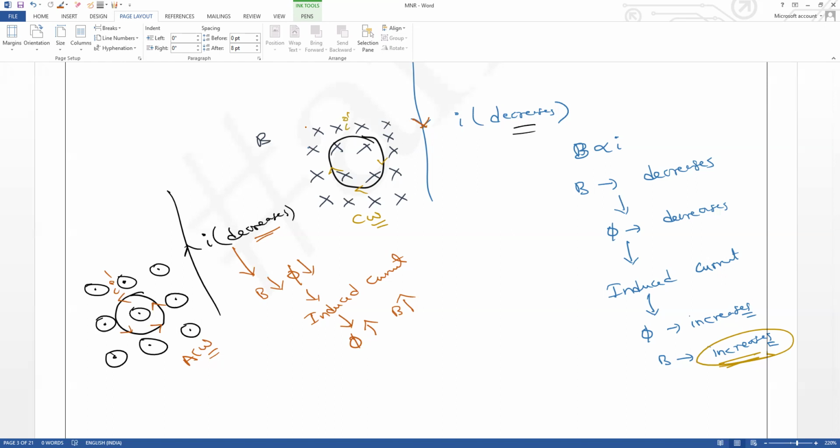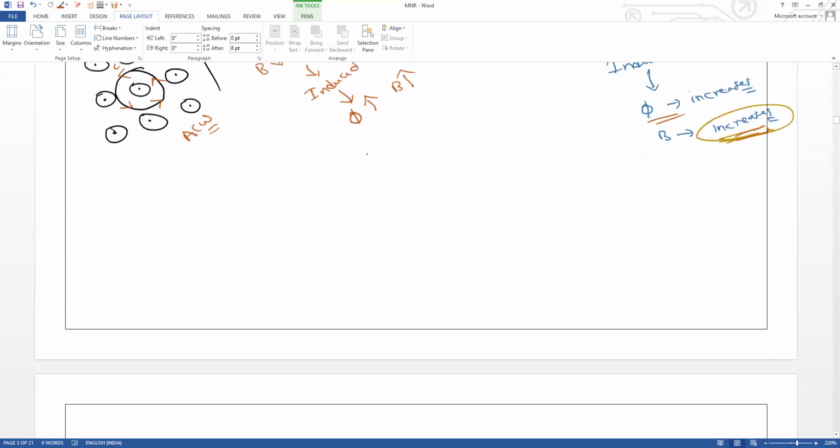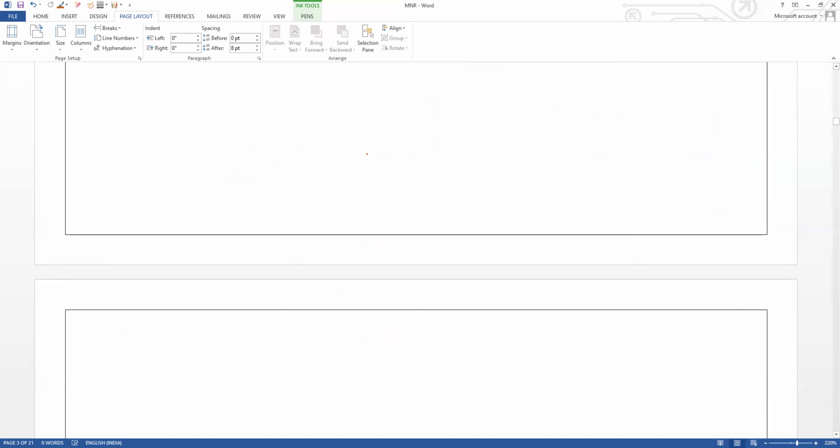If the magnetic field is into the page, then again what is happening? Current decreases, then B also decreases. B decreases, then flux also decreases. Flux decreases, an induced current will take place. So the induced current acts so that flux increases, then B also increases. So in what direction is it acting, clockwise or anti-clockwise? Everybody. It is the clockwise direction. Understand? Yes, sir.